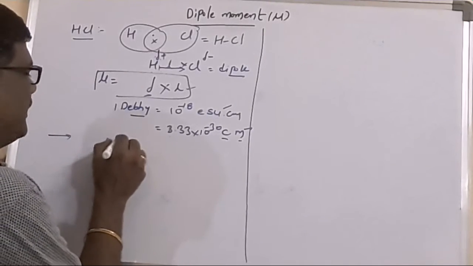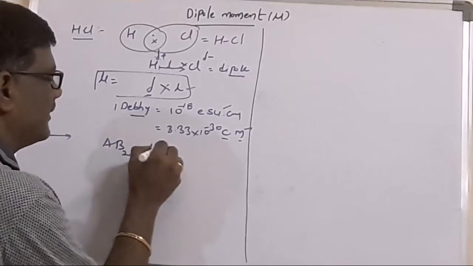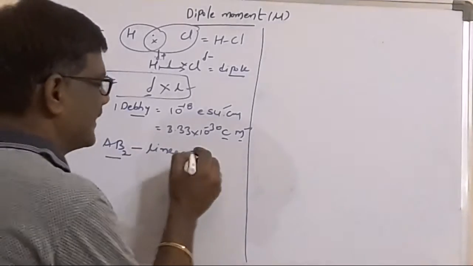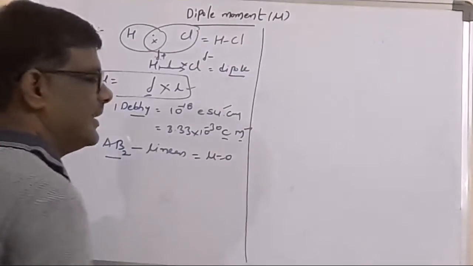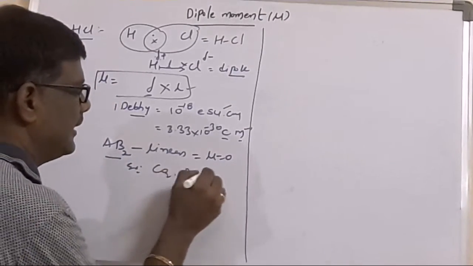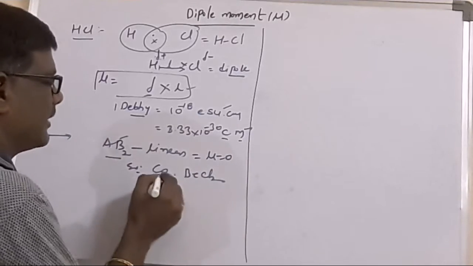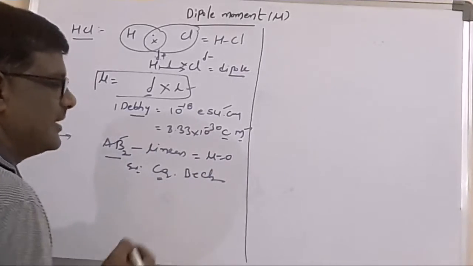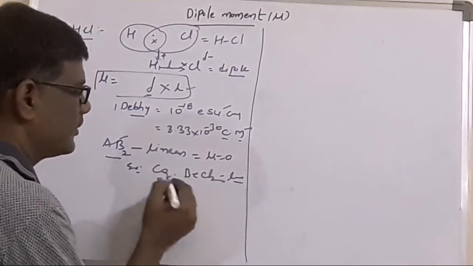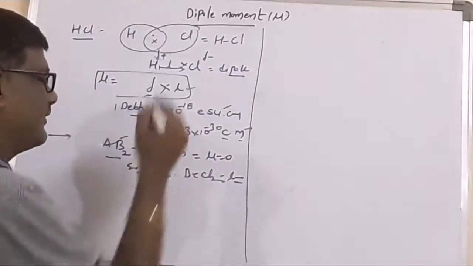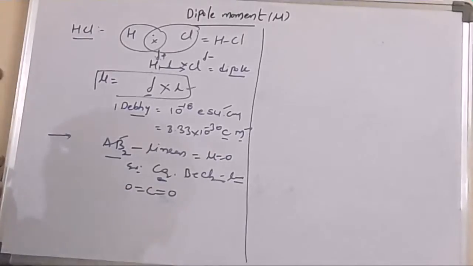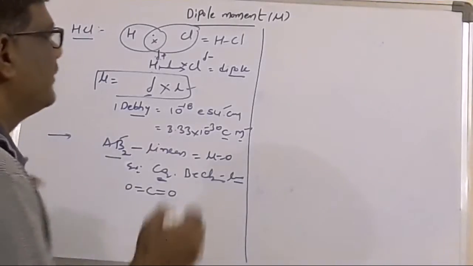Let us take an AB2 molecule which has a linear structure. For those molecules, the dipole moment is 0. For example, carbon dioxide, beryllium chloride. AB2, that is CO2, BeCl2, will have a linear structure. With the linear structure, CO2 has a dipole moment equal to 0. Let us take carbon dioxide like this. Another important small point I will give you here.